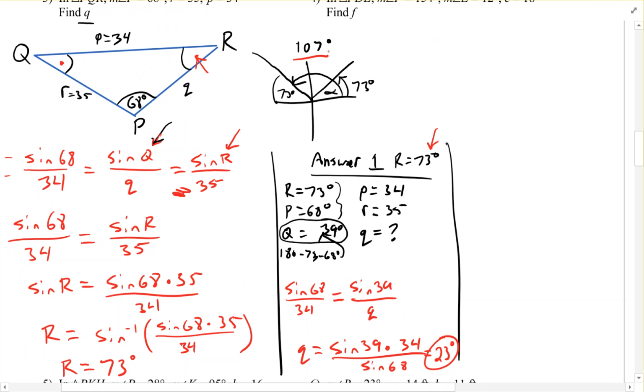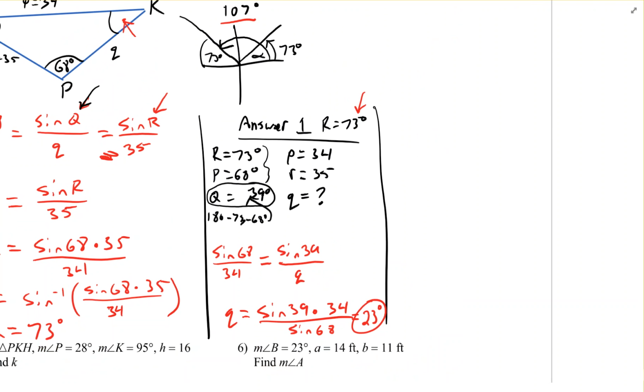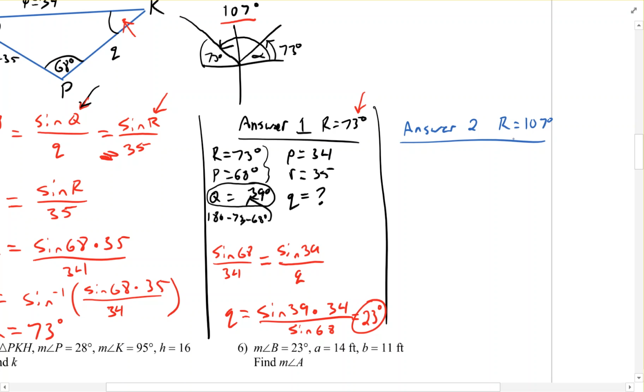We're going to be dealing with the same thing, but we're going to say that R was equal to 107. So we'll say answer 2. R is 107 degrees. So now let's write a little table again, just to make sure we've got everything figured out. So R is equal to 107 degrees. P was 68. Q is what we're going to figure out here in a minute. P is 34. R is 35. And Q is what we're looking for.